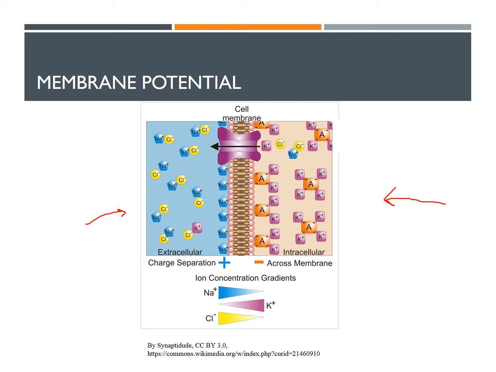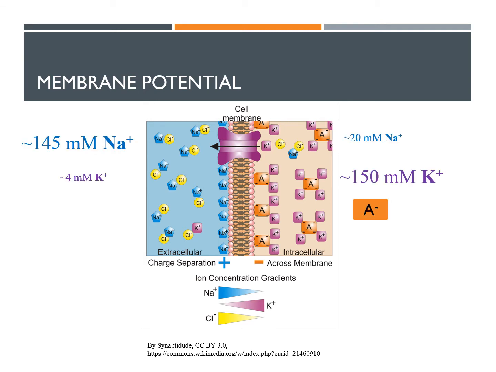Now, we can actually measure the concentration of both of these ions and quantify how much there are. So what I've done here is on the side where you have the blue pentagons, the sodium ions, I've made the number for sodium really big. So 145 millimolar sodium concentration on the extracellular side. Compare that to 20 millimolar sodium ions on the intracellular side. So it's a smaller number, it gets a smaller font.